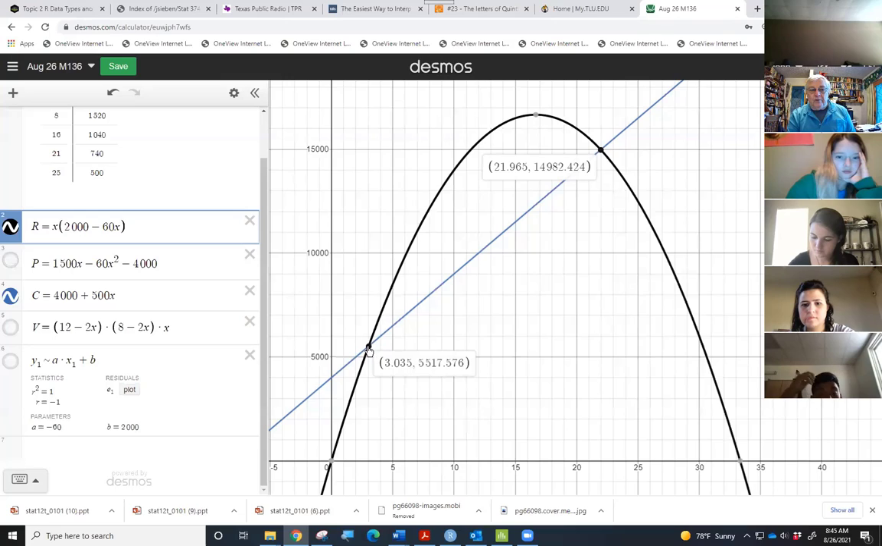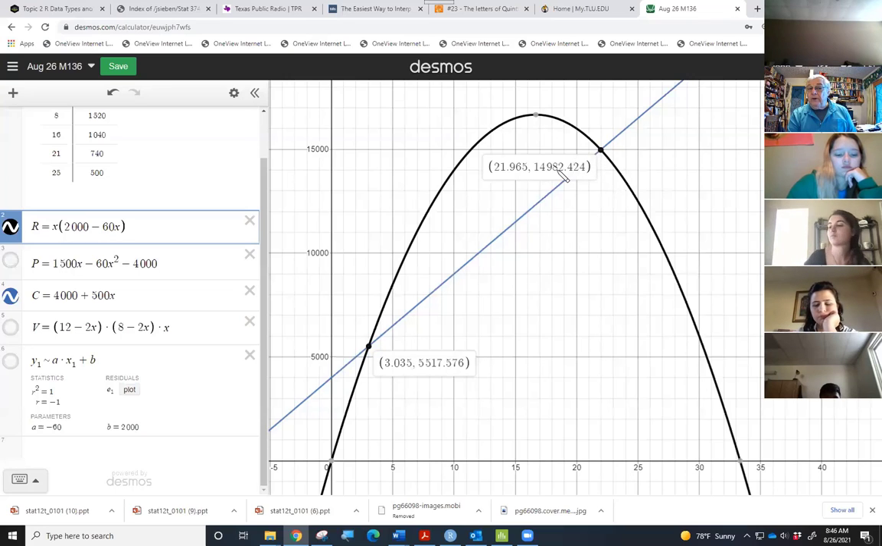Because what's happening at this point right here where the two cross, this is my cost function, right? It tells me what it's going to cost to produce X units. This is my revenue function. That tells me what I can expect to bring in if I produce X units. And at this point, those two are equal. That's why the graphs cross. That means my cost is equal to my revenue. So this is a break-even point. Now, because my revenue function is a quadratic, I've got another break-even point here. So I could also manufacture 22,000 computers.